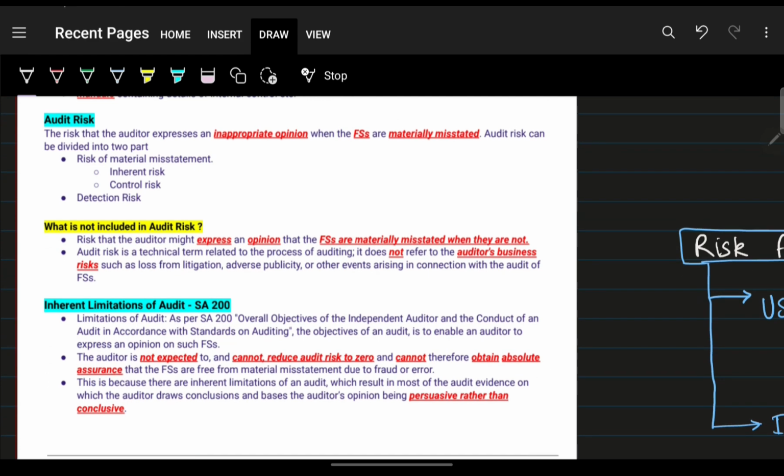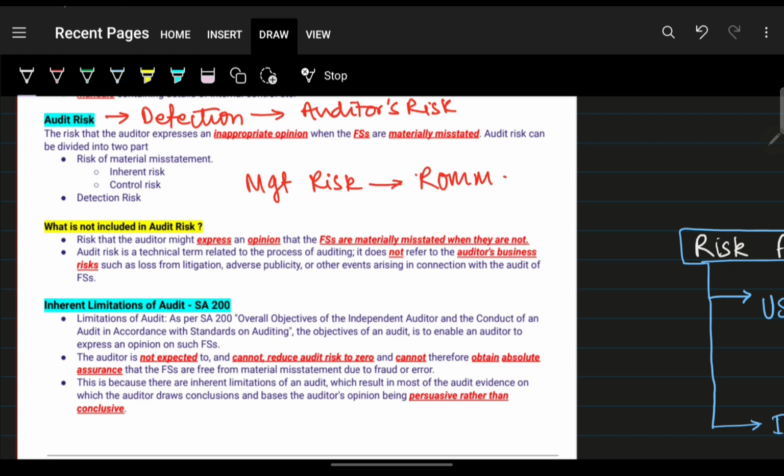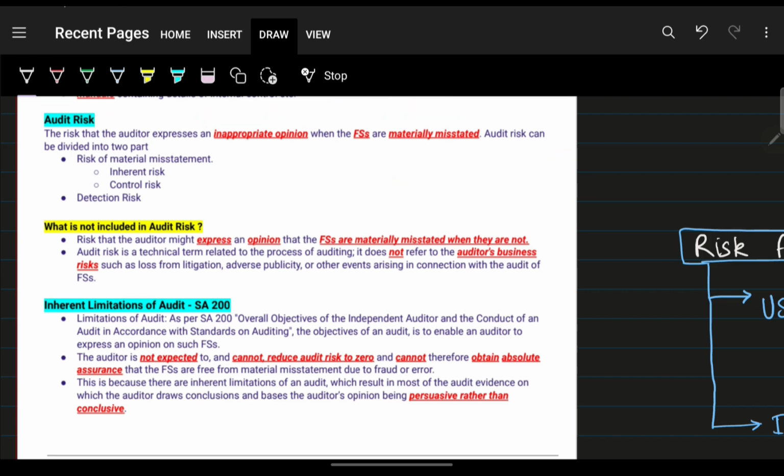Okay, next, audit risk. What is audit risk? This audit risk was actually the detection risk, right? What was the detection risk? Detection risk is the risk of the auditor. Now, just to check the concept, what is management's risk? Management's risk is ROMM. ROMM includes two things: inherent risk and the control risk. Okay, fine. Let's just get back here.